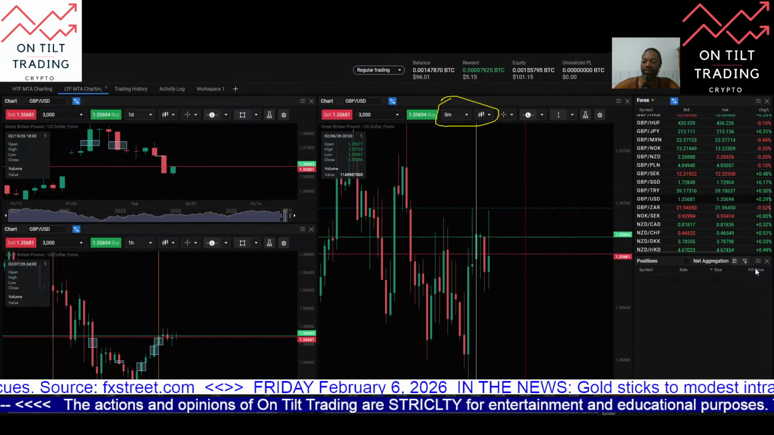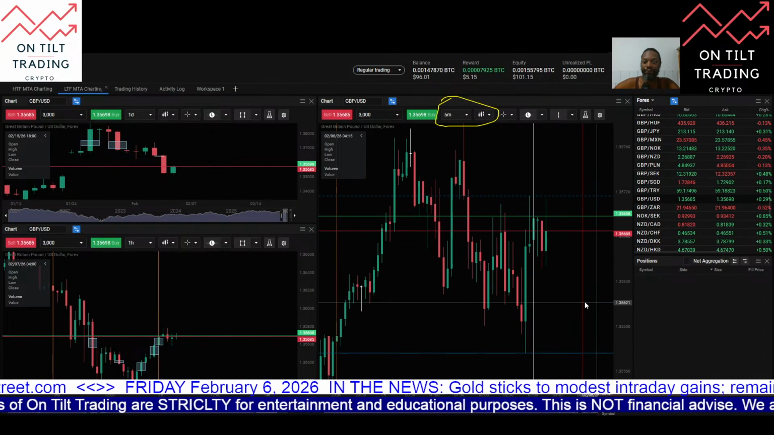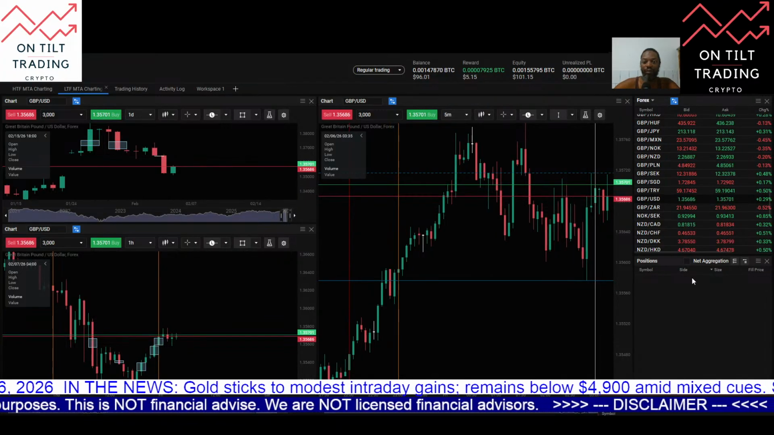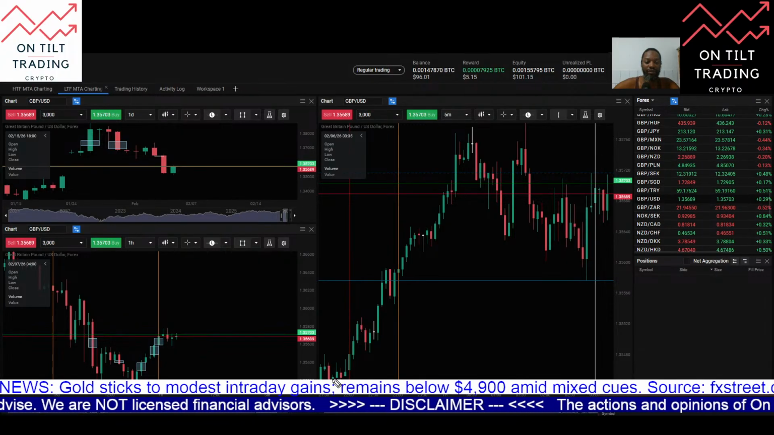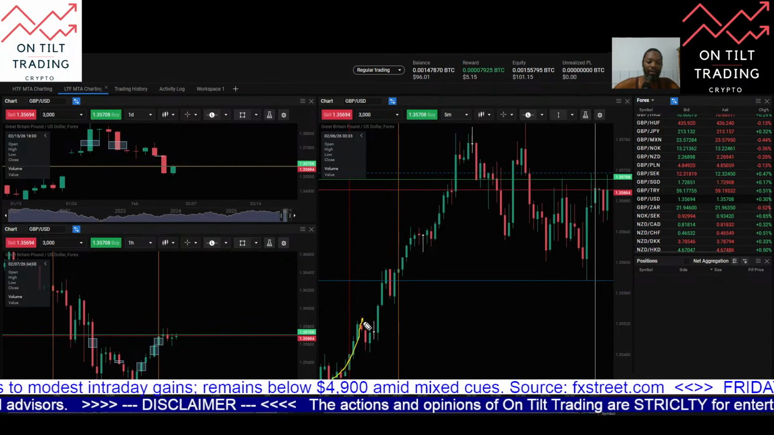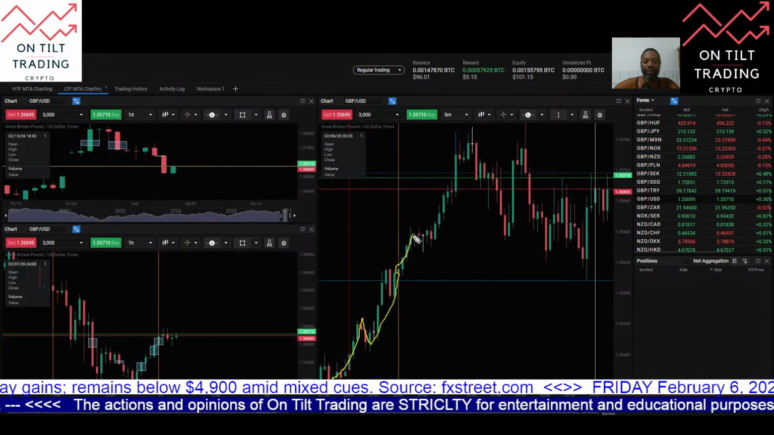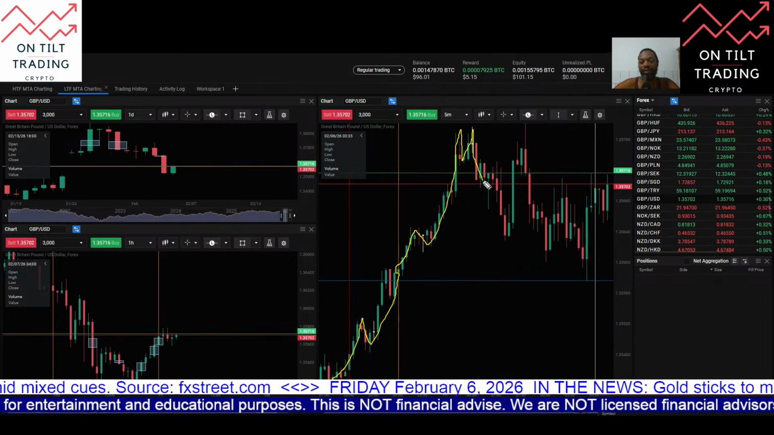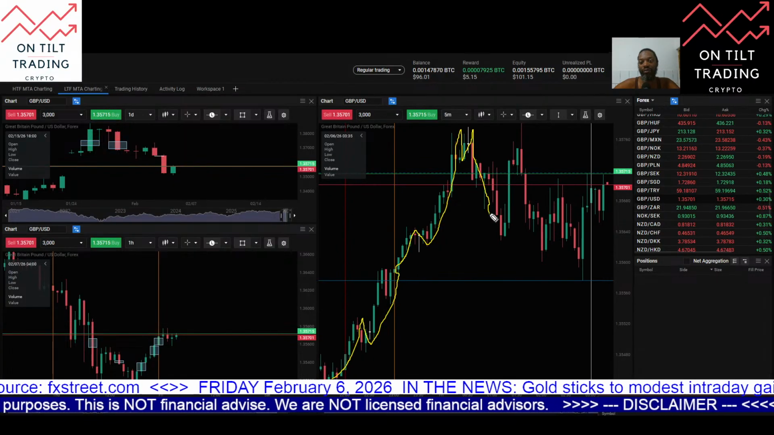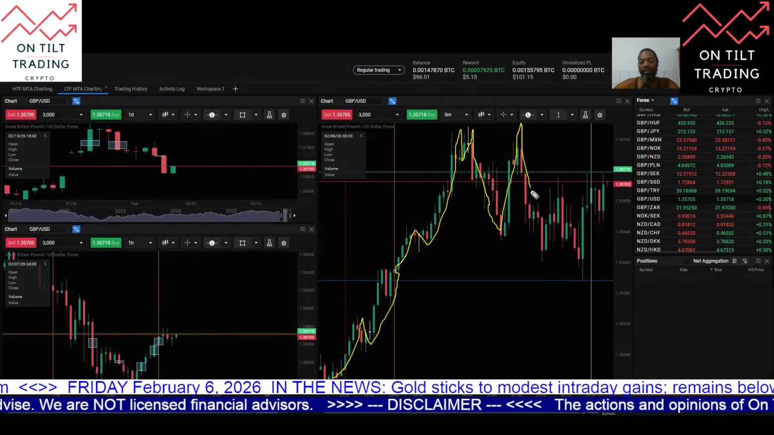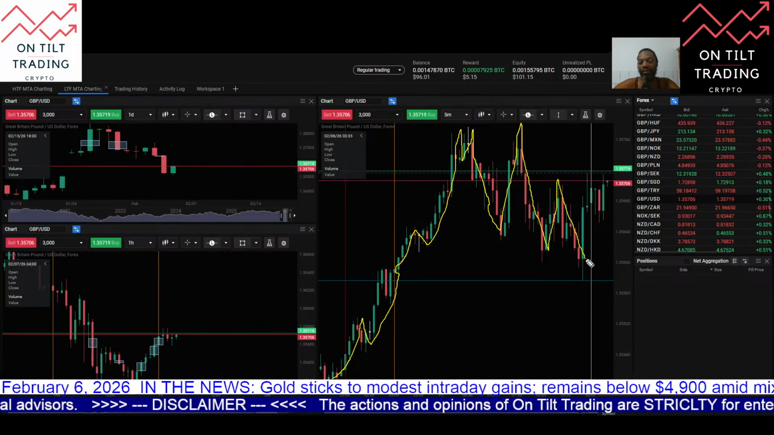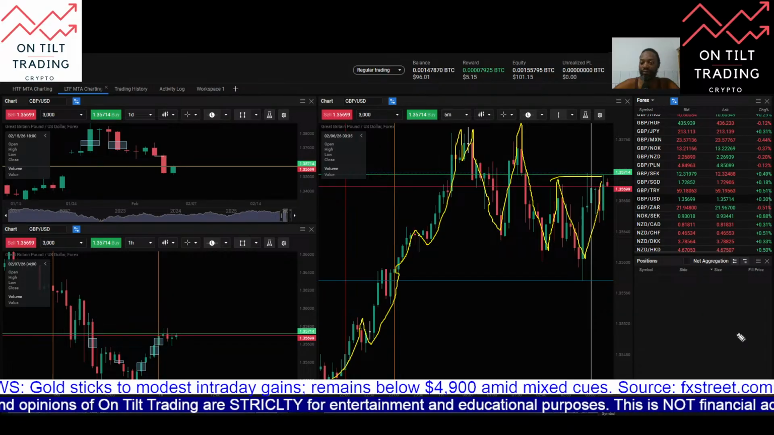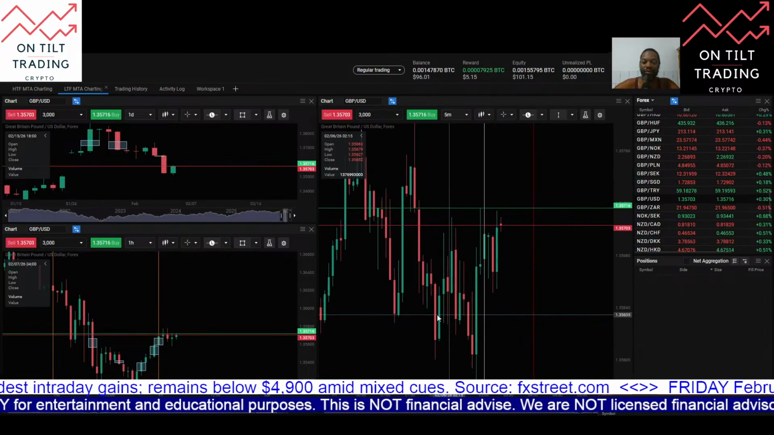Here on the 5-minute chart, we can see price delivering to the buy side: higher high, higher low, higher high, higher low, higher high, higher low, higher high, and now we get a lower low, higher high, lower low, lower high, lower low, and now price has put in a higher high here. So price is showing some consolidation here.